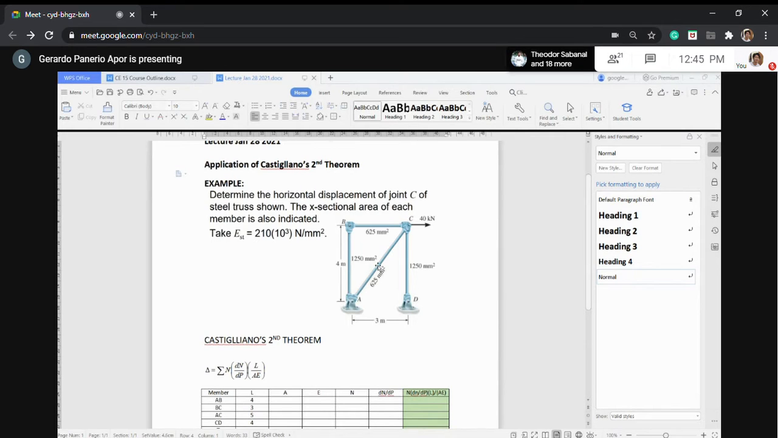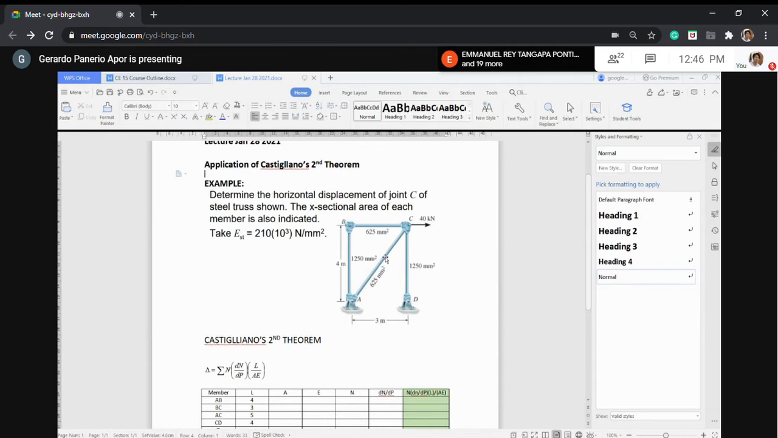Those members that have tensile force will have lengthening. There will be an extension, a change of length, a positive change of length, meaning lengthening happens. Why? Because of the tensile force. Just like if you apply a tensile force to a rubber band, there is a change in length. That change in length is what we call delta. All of these have a change in length depending on what forces they carry.